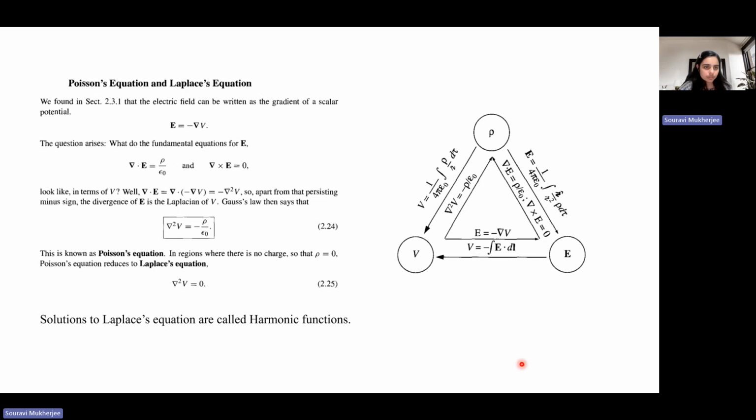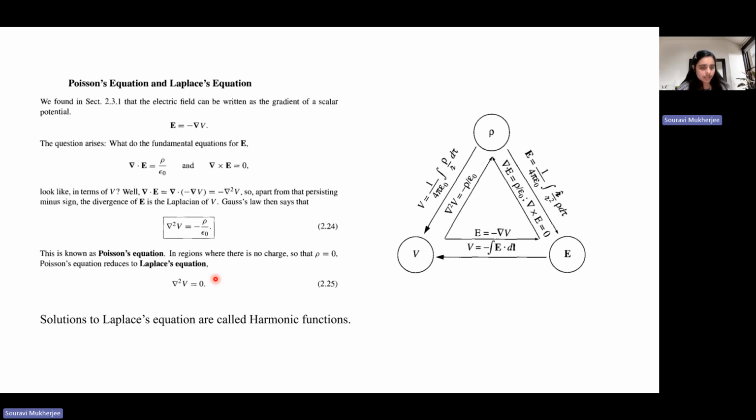Now, using this relation, one can rewrite Maxwell's equation, which takes up this form. This is called the Poisson equation. If you put rho to 0, for a region where there is no charge, you get that the Laplacian of V goes to 0. So this is called the Laplace equation.